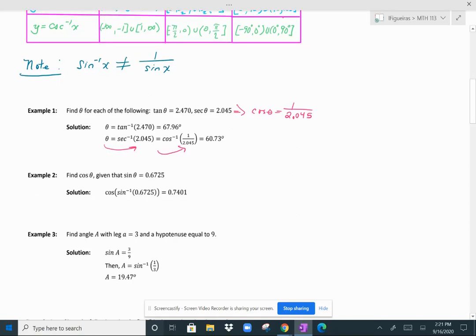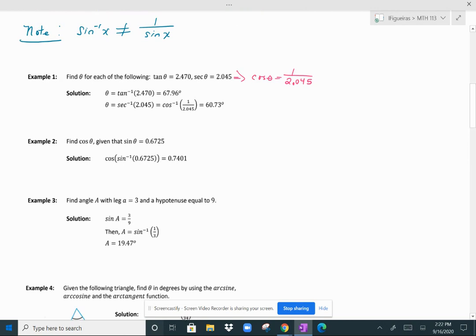Okay, so here is another one with slightly different information given. You want to find cosine of theta, given that sine of theta is 0.6725. For me to evaluate cosine of theta, I need to know what theta is from this problem. So remember, I find theta by taking sine inverse of 0.6725. You can actually enter this into your calculator all at the same time. You could take the cosine and then put parentheses of the sine inverse of 0.6725, and you would find that the cosine is 0.7401. So you really never solve for theta, but that's not what you're being asked to find. You were being asked to find cosine of theta, which we did.